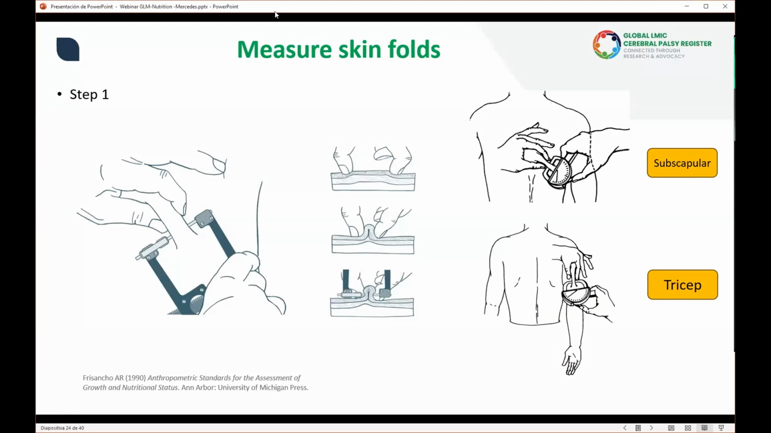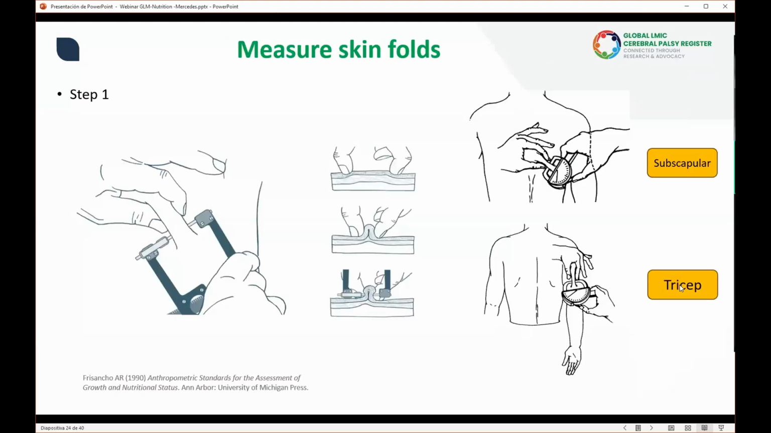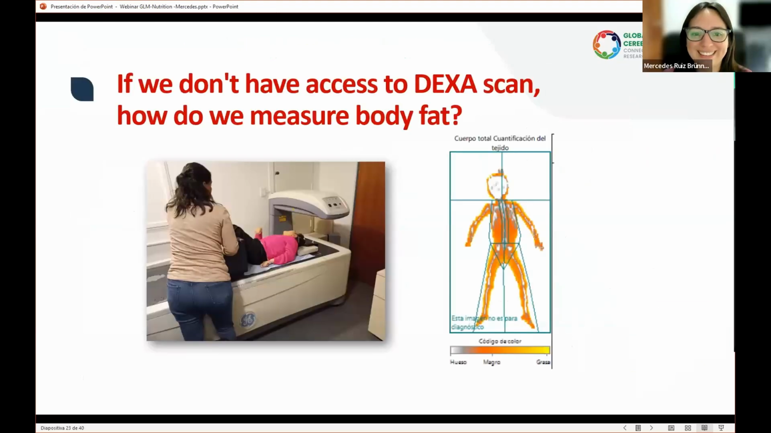I think we are having a bit of an internet issue. Let's wait for a few minutes. Mercedes, we lost you for a few minutes. Can you go back to the previous slide and kindly explain? This one? Sorry. Yes. No, the skin fold.